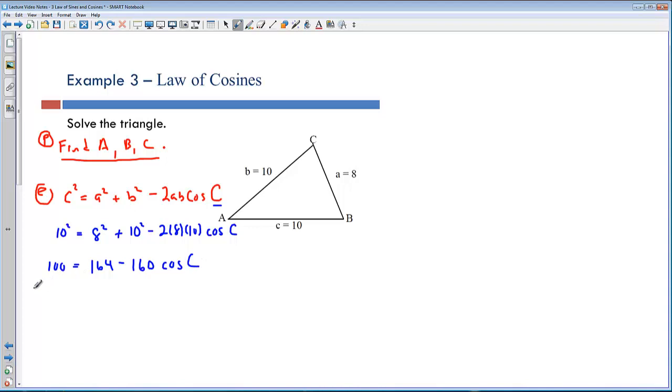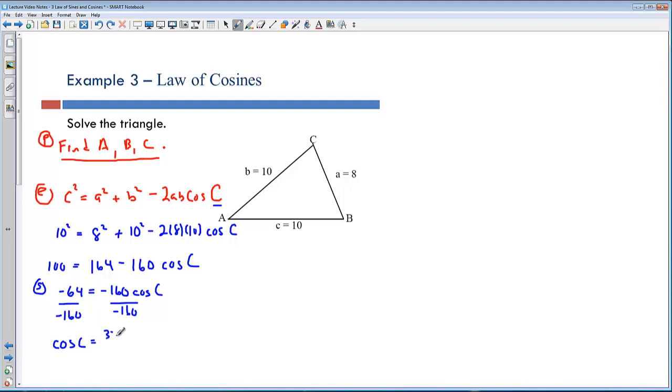And so now we can solve this. We'll start solving this equation to find what cosine of c is. So we'll subtract 164 from both sides and get negative 64 equals negative 160 cosine of c. Then we're going to divide by negative 160 on both sides. And then we get the cosine of c equal to, on this side the negatives cancel and you have 64 over 160, but of course those are both even.